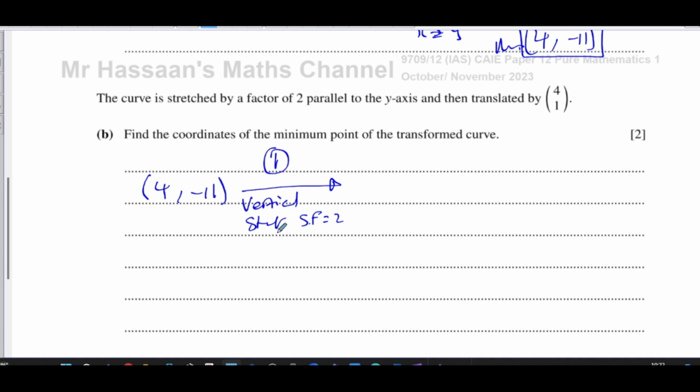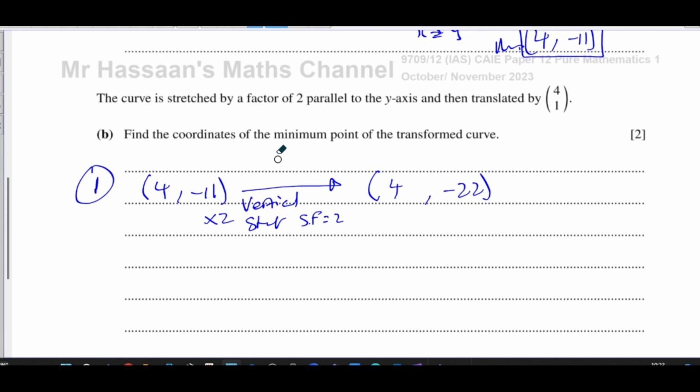Now, vertical stretch, any transformation that causes a vertical change will only affect the y-axis. So the x-coordinate will be the same. For the y-coordinate, you're going to take the negative 11 and you're going to multiply it by 2. So you end up with negative 22. Okay, so that's going to be after the first transformation.